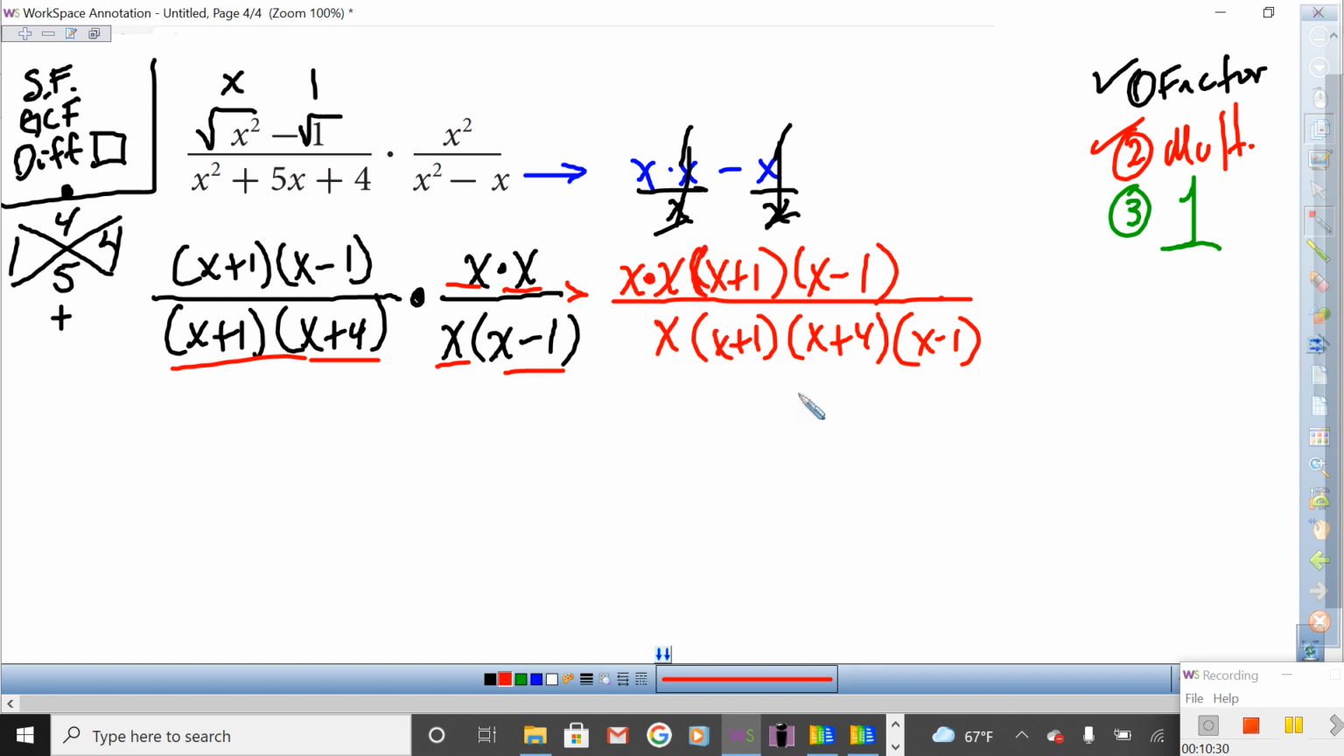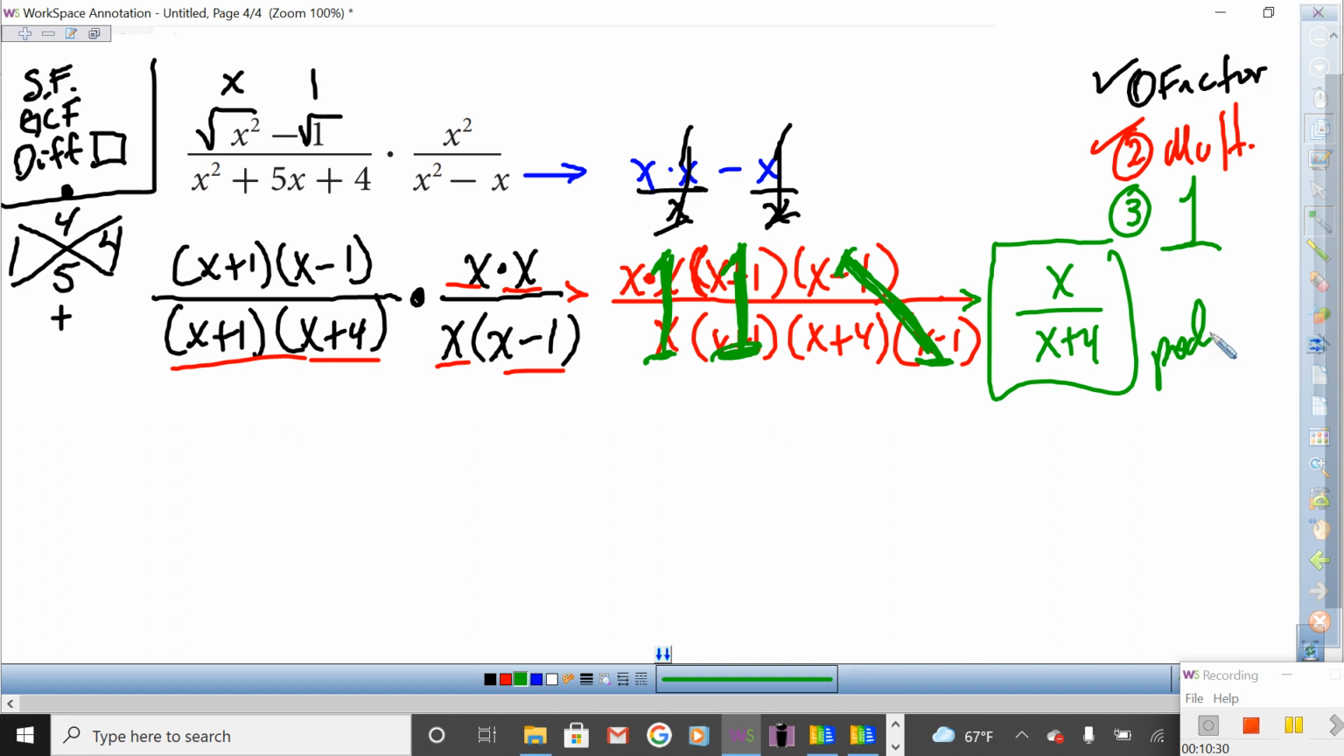So, let's continue. Step 3, giant ones. Yes, x. What else? X plus 1 and x minus 1. What do we have left in the numerator? X, and the denominator, x plus 4, and this is our product. Hands if you got that by yourself. Okay, not bad, yeah.